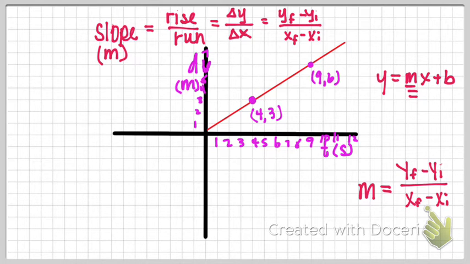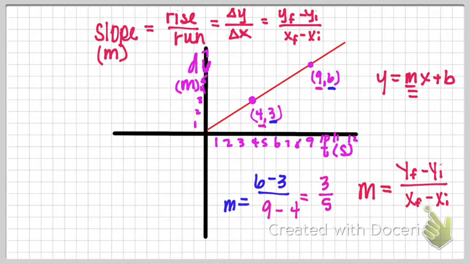If I'm going to calculate the slope, I want the final point and the initial point. This point would be final because it comes second. This point would be initial because it comes first. So as I'm looking at these, I'm going to take my y final. Here's my slope. Y final, which would be 6, minus 3. Here's my y values, over my x values, 9 minus 4, and I get a slope that would be 3 over 5. That would be how I calculate slope.